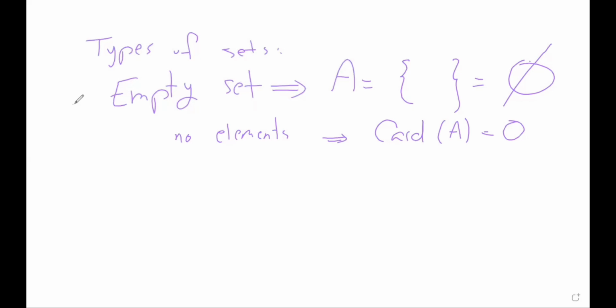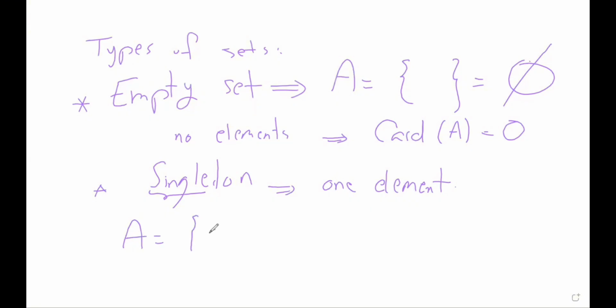Another type of sets is the singleton. From its name, single, which means one, so it contains only one element. It can be one name, one letter, one number, or whatever. For example, if we have the set A, it has the letter X. So the set A contains only one letter, so it's a singleton set. We can say that A is a singleton set.